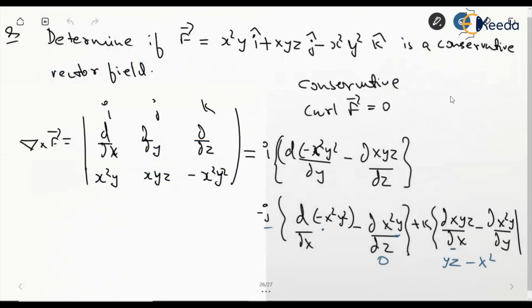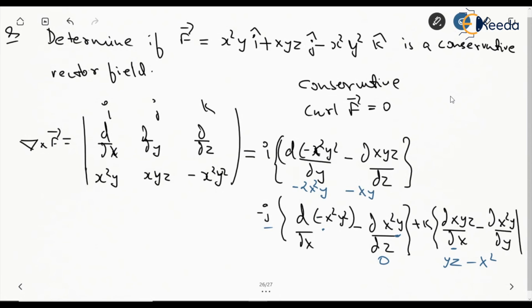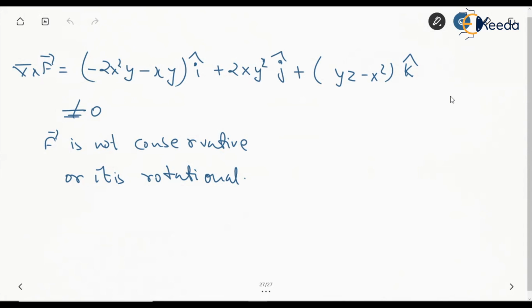We had to find each element one by one. The first element was minus 2x squared y, second element was minus xy, and this is minus 2xy squared. This was 0, this is this, this is this. That's it. We had to arrange it and check that it is not going to be 0. So this gives that the field vector is non-conservative.